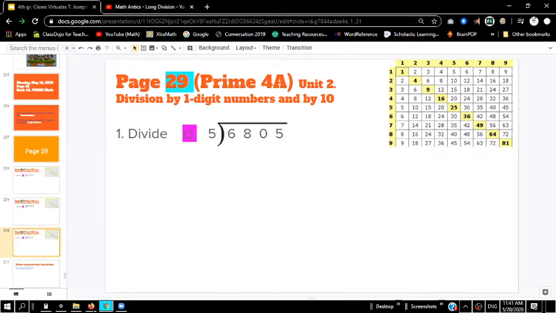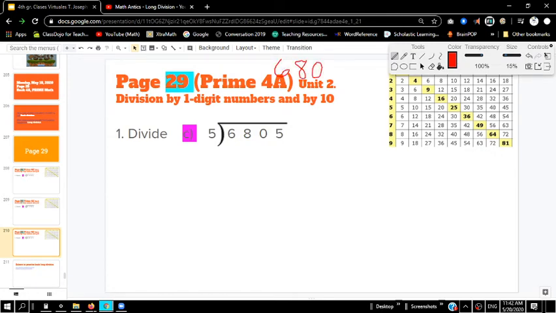Now let's go to problem letter C. We have the number 6,805 divided by 5. You'll notice again, we're putting it inside of this symbol right here. The larger number goes on the inside, and the smaller number goes on the outside. In other words, what we're dividing by goes on the outside. All right, let's start dividing.